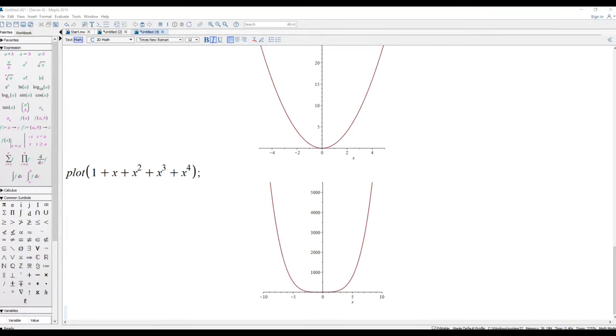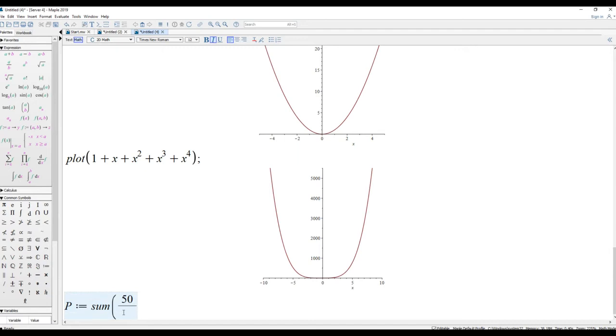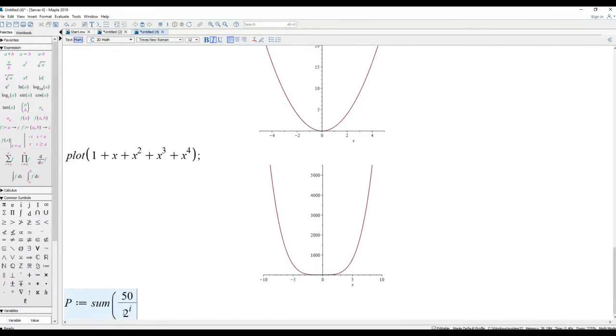So, Eddie, you wanted to simplify this, right? Let me show you how to do it in Maple. I'm going to define an expression to be the sum of 50 over 2 to the i. So this is basically a geometric sum, and you sum the i from 0 to n minus 1. I think that's how you do it.